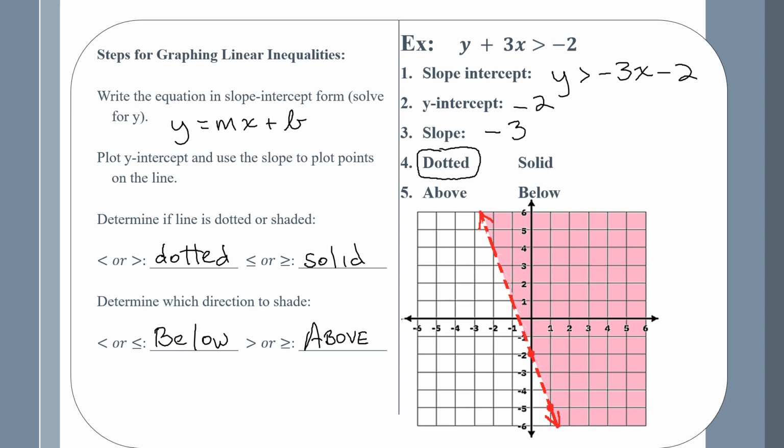Now, to save time so you don't have to shade everything, you can do this. You can just draw arrows coming off of that dotted line like this. Okay?